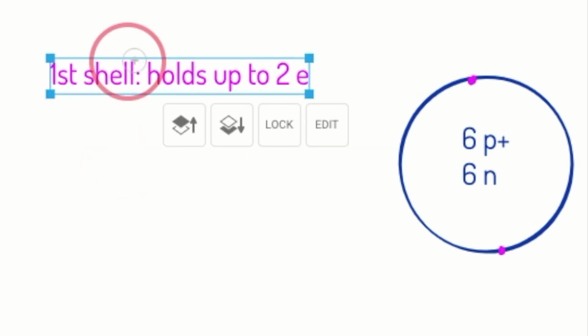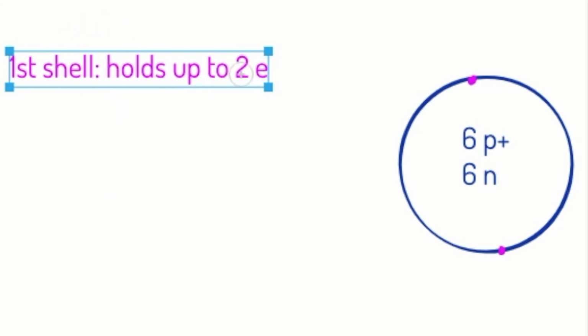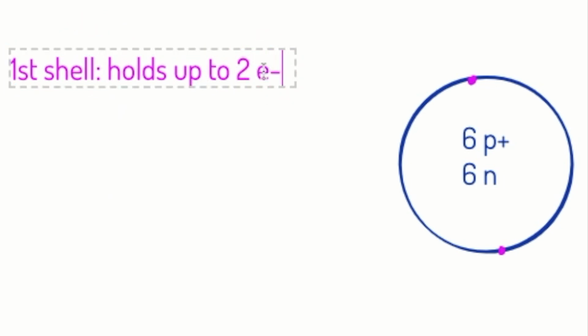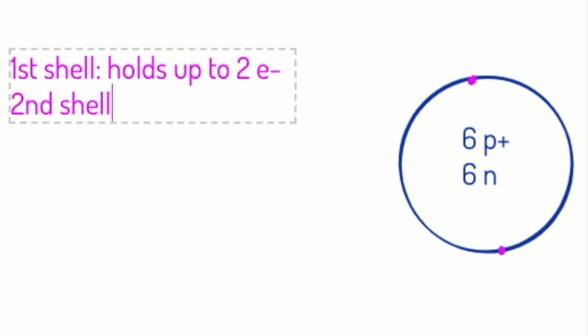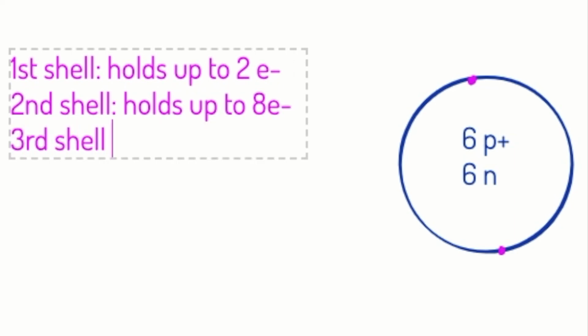And I made that an E for electron, and I'm going to put a minus sign here because it's negative. Like I put the P plus, that means proton, which is positive, and electron is negative. The second shell can hold up to 8 electrons. The third shell can hold up to 8 electrons. All the shells after the first can hold up to 8.